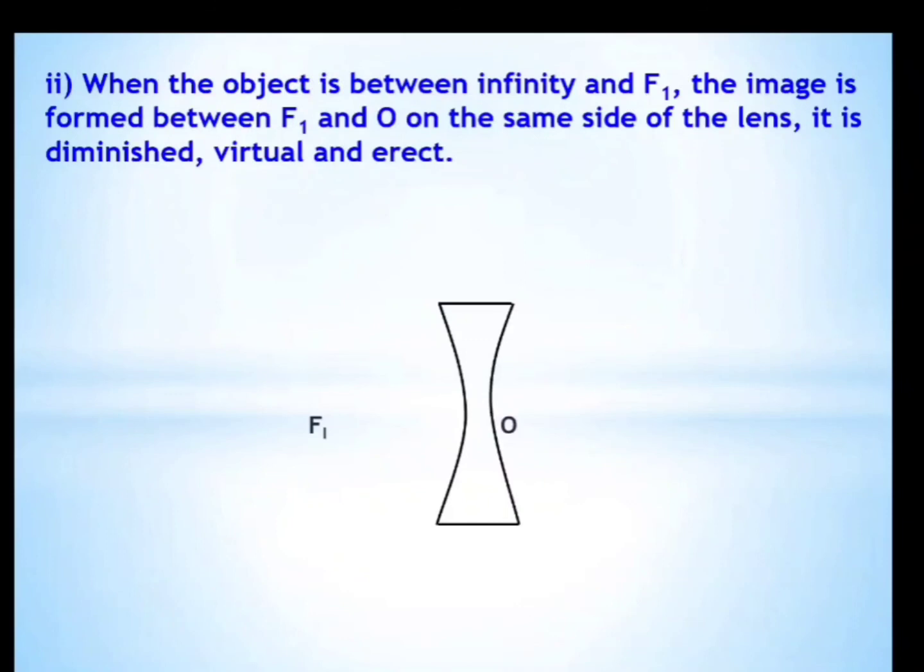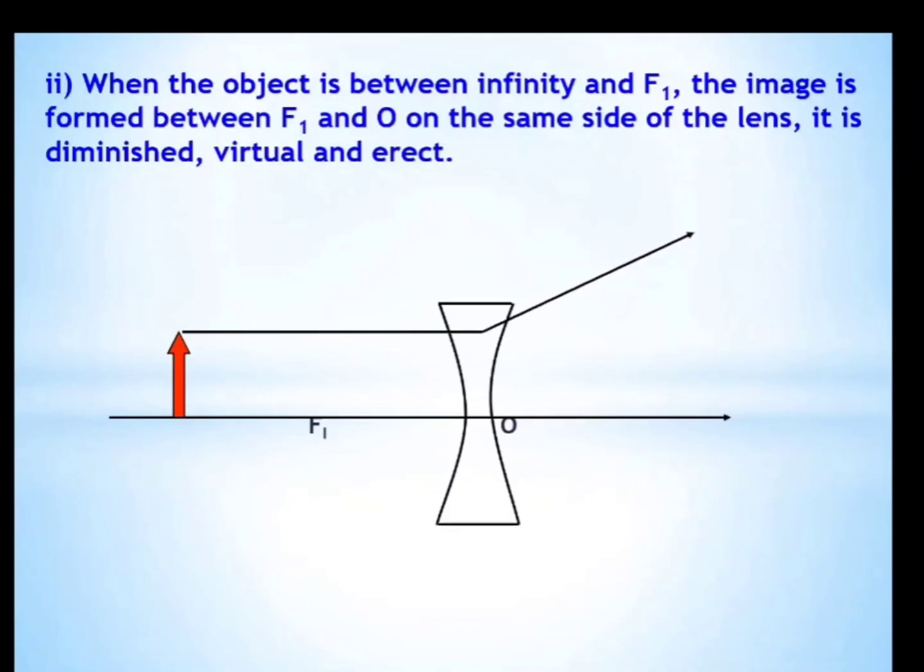And for all the positions between infinity and the lens, the image will be formed between focus and optical center on the same side of lens, and it will be diminished, virtual and erect. Okay, the first ray goes parallel to principal axis and diverges in such a manner that it appears to be coming from the focus, and second ray through O goes undeviated. Both of them appear to meet at a point between F and O, where a virtual and erect image of the object is formed.